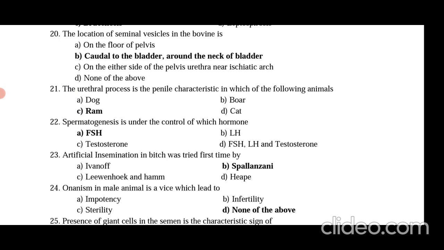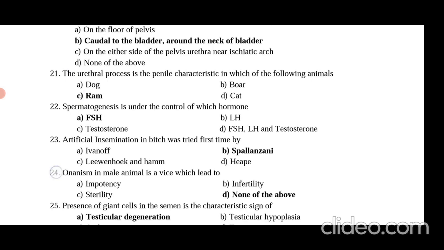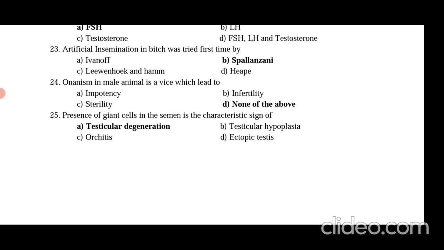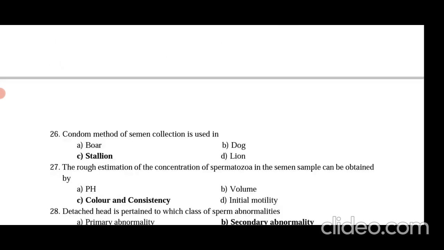Artificial insemination was first tried by Spallanzani. Onanism in male animals is a vice which leads to none of the above. Onanism has no effect on impotency, sterility, or infertility. Presence of giant cells in the semen is a characteristic sign of testicular degeneration.